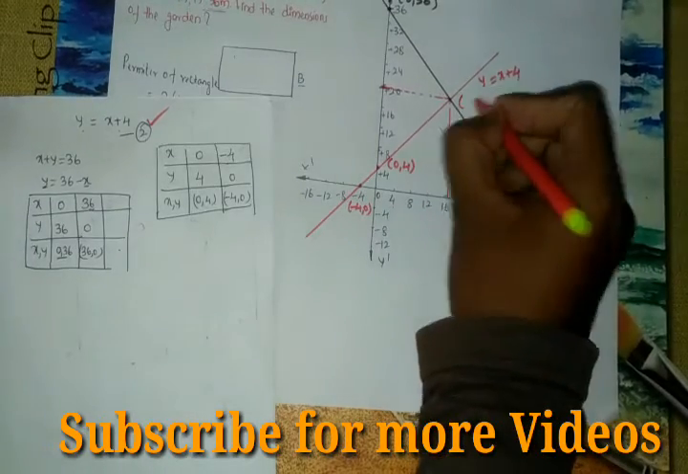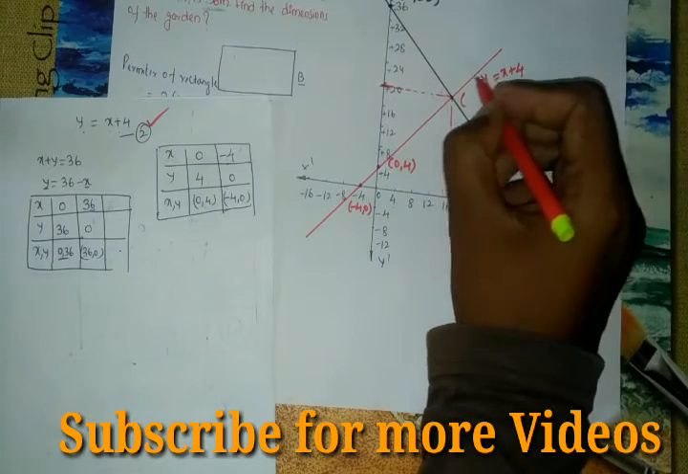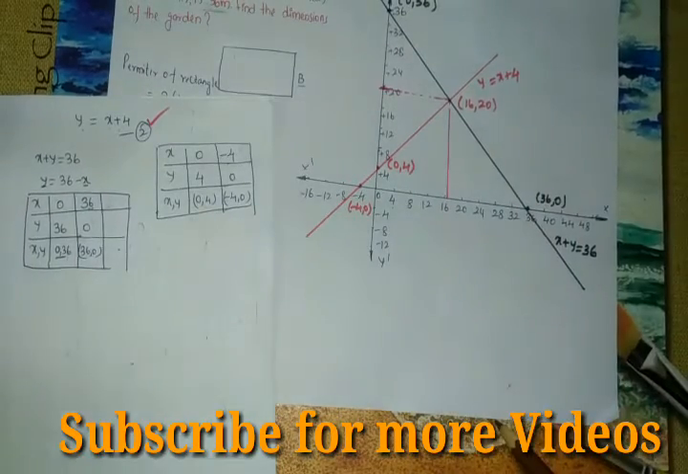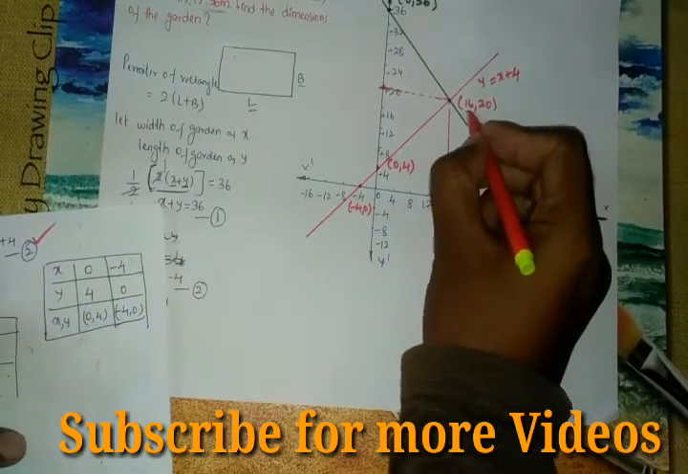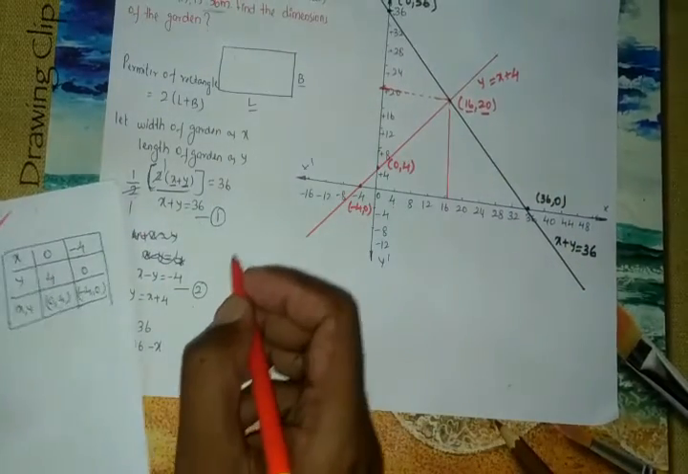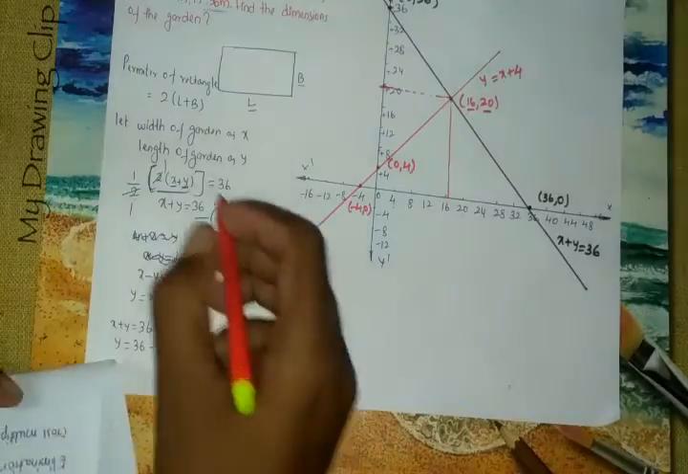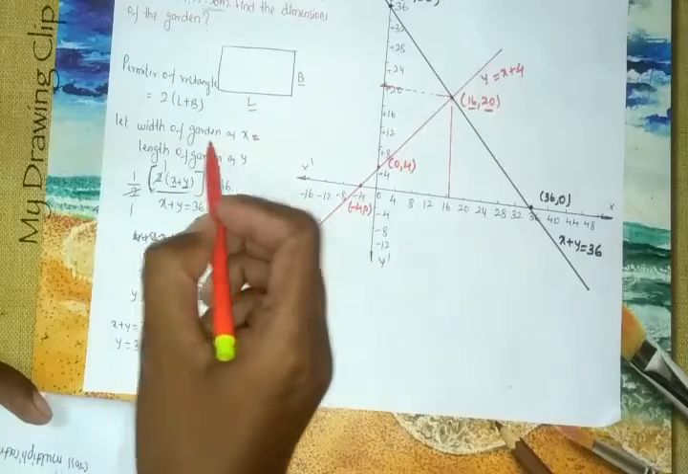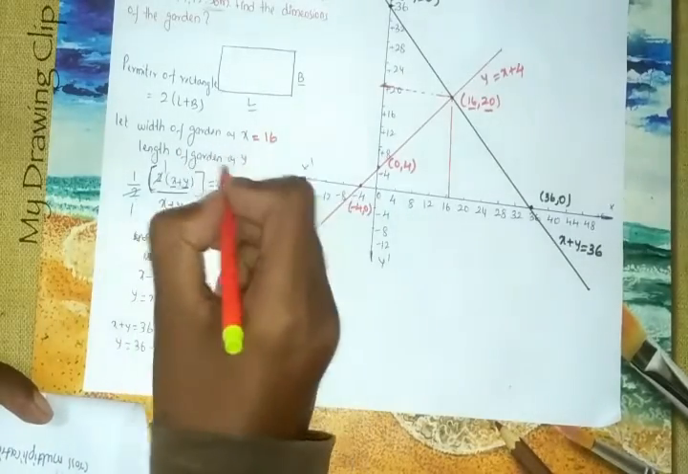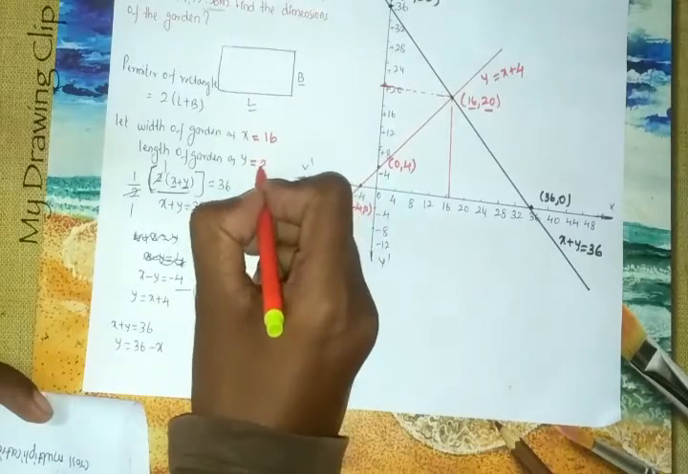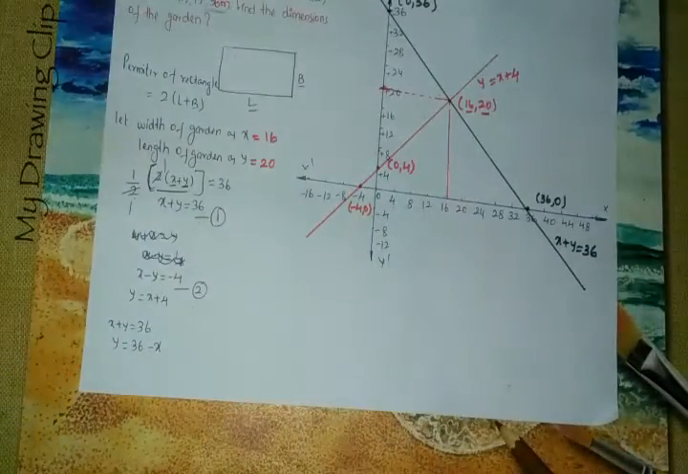So here I will get it as 16 comma 20, which is nothing but x is 16 and y is 20. So x, what we have taken here, x as width is 16, and length of garden is 20.